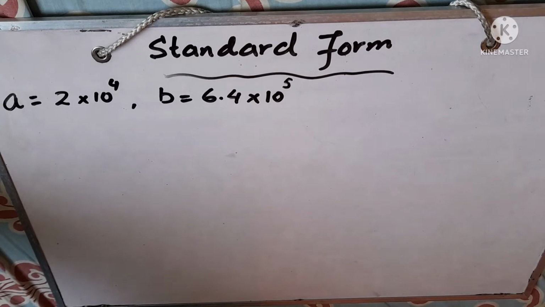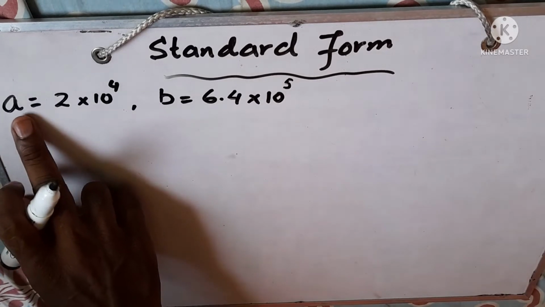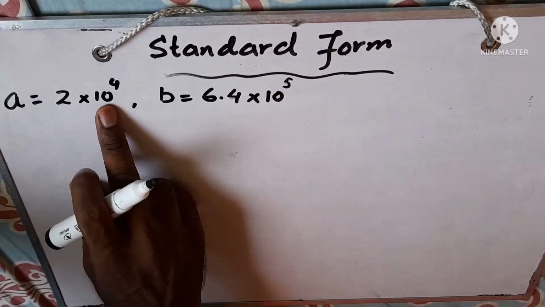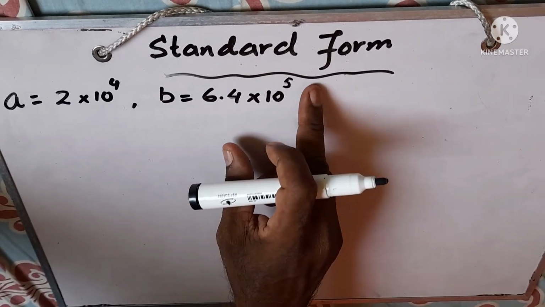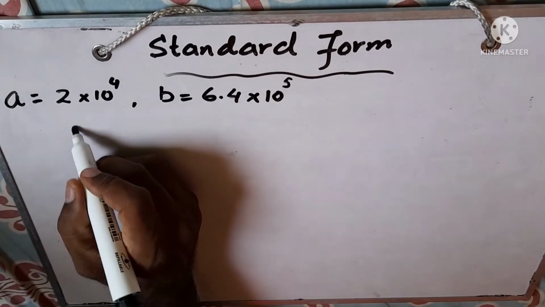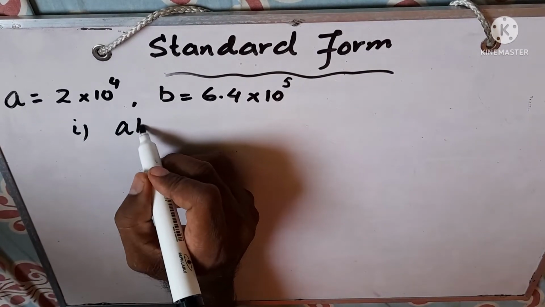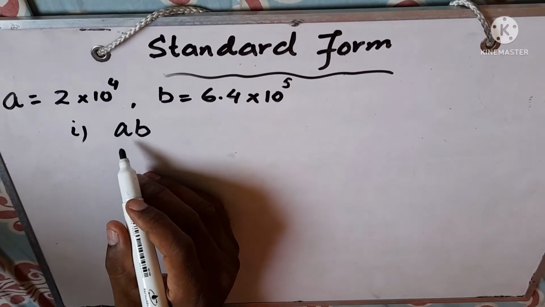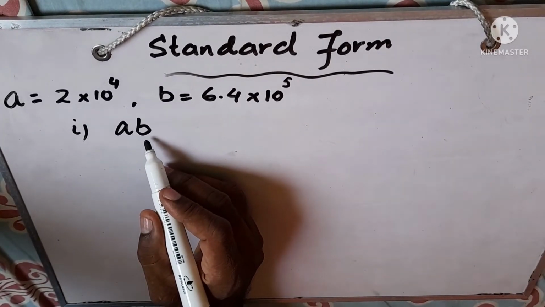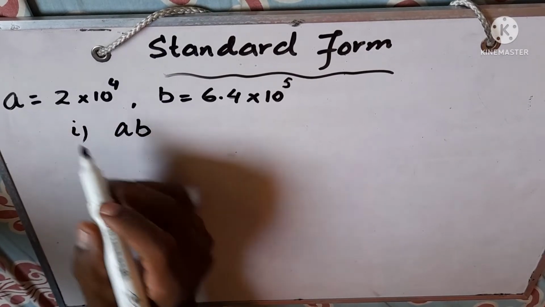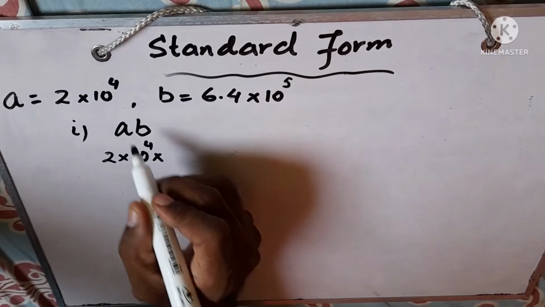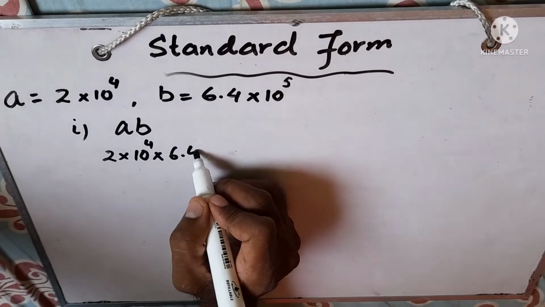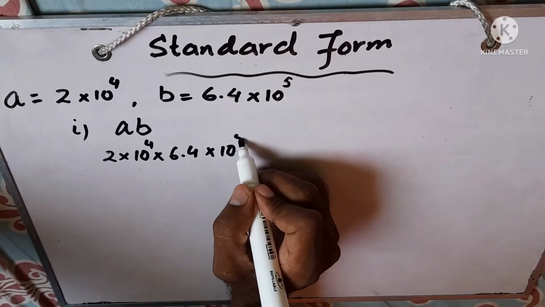So I have already written a question, the values for A and B. Suppose my A is equal to 2 times 10 to the power 4 and B is equal to 6.4 times 10 to the power 5, and I need to first calculate A times B. Here I have to multiply the value of A and the value of B. I will replace my A with 2 times 10 to the power 4, multiplied by my B, which is 6.4 times 10 to the power 5.